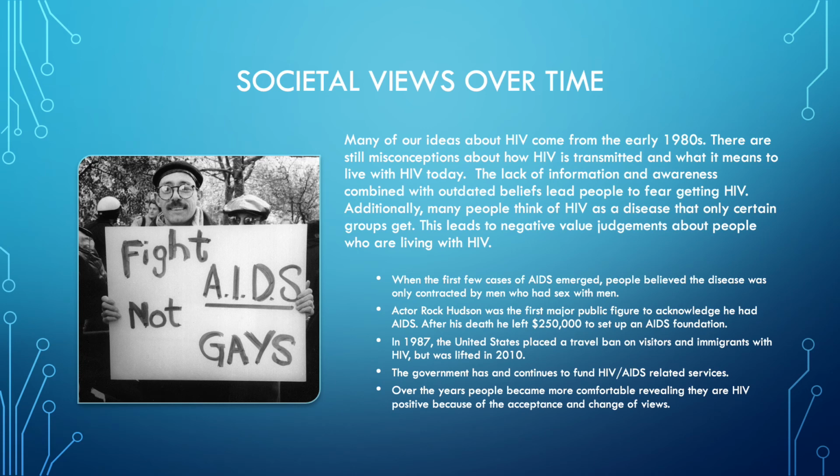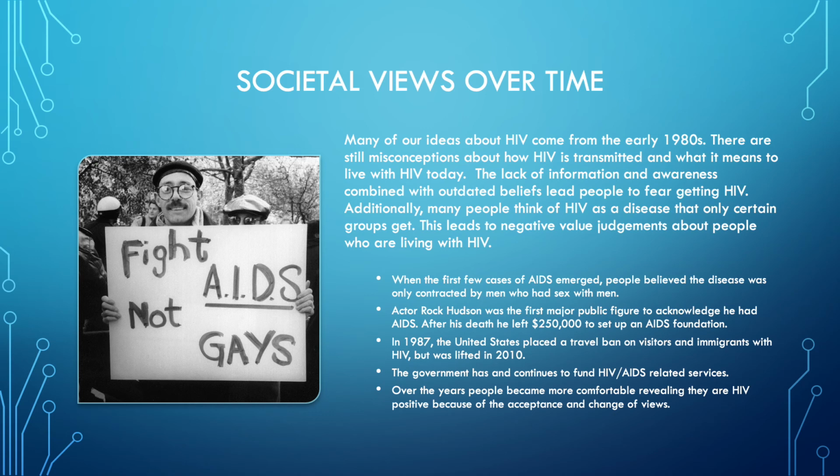Societal views over time. Many of our ideas about HIV came from the early 1980s. There are still misconceptions about how HIV is transmitted and what it means to live with HIV today. The lack of information and awareness, combined with outdated beliefs, leads people to fear getting HIV. Additionally, many people think of HIV as a disease that only certain groups get.